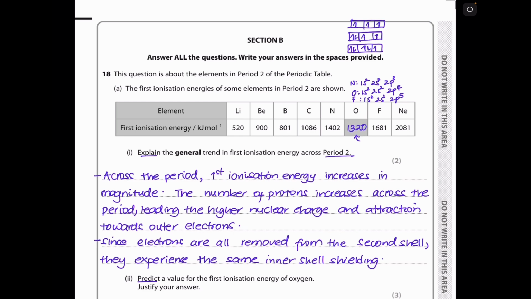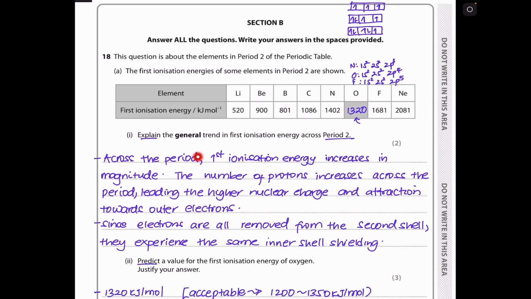Across period 2, first ionization energy increases. Again, that is the statement, but we have to give a reason for that. The reason is we're adding electrons to the same number of shells. However, the number of protons is increasing, so the attraction from the nucleus is greater, yet all the atoms experience similar inner shell shielding. So the outer electrons are going to be attracted more in neon in comparison to lithium and the others, and that means it's going to increase across the period.